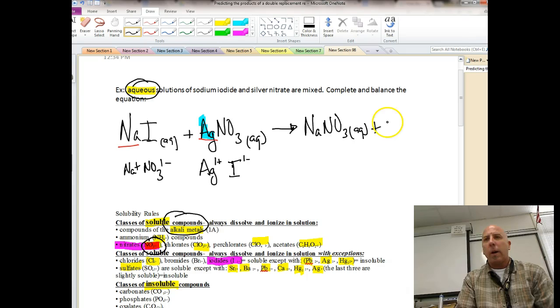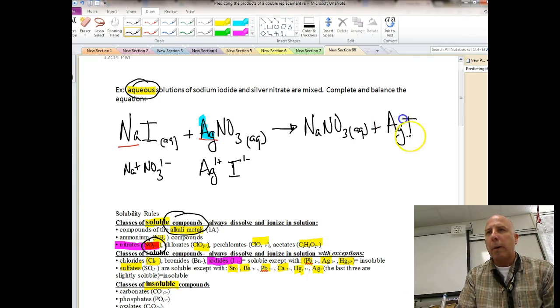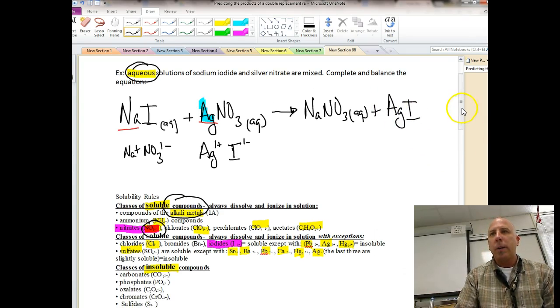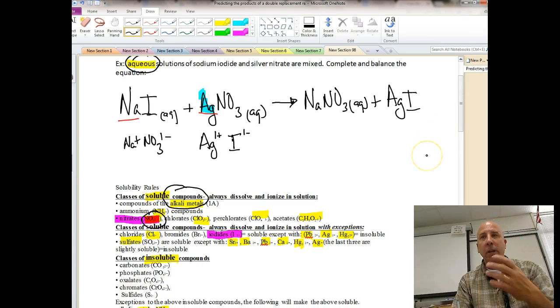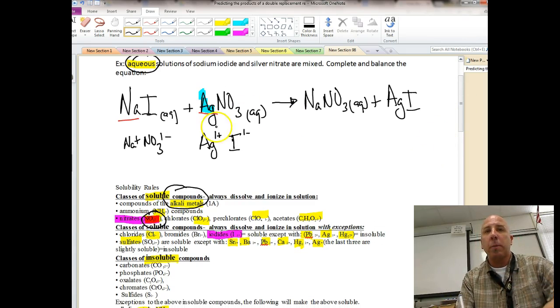So we're going to form silver iodide. Okay. Now what we have to do is look at our solubility rules to see whether this is going to be soluble or not. See if there's any rules that apply here. Now, the rule that does apply is we have an iodide. There's the rule. They say iodides are soluble except when they're with the lead or the silver or the mercury. So we do have this iodide with a silver. Iodide with a silver makes it insoluble. So this is going to be our solid formed.